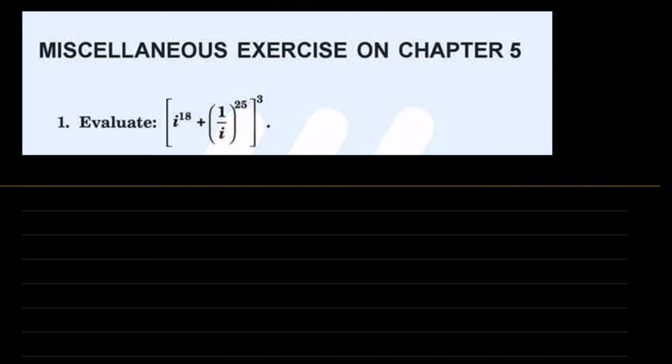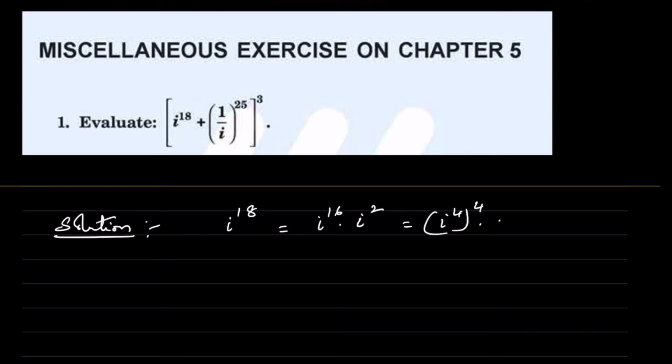Evaluate (i to the power of 18 plus 1 by i to the power of 25) whole cubed. So what's the solution of this? In the solution part, i to the power of 18 can be written as i to the power of 16 into i square, which can be written as (i to the power of 4) whole to the power of 4 into i square. Now this can be written as (i square) to the power of 4 into i square.